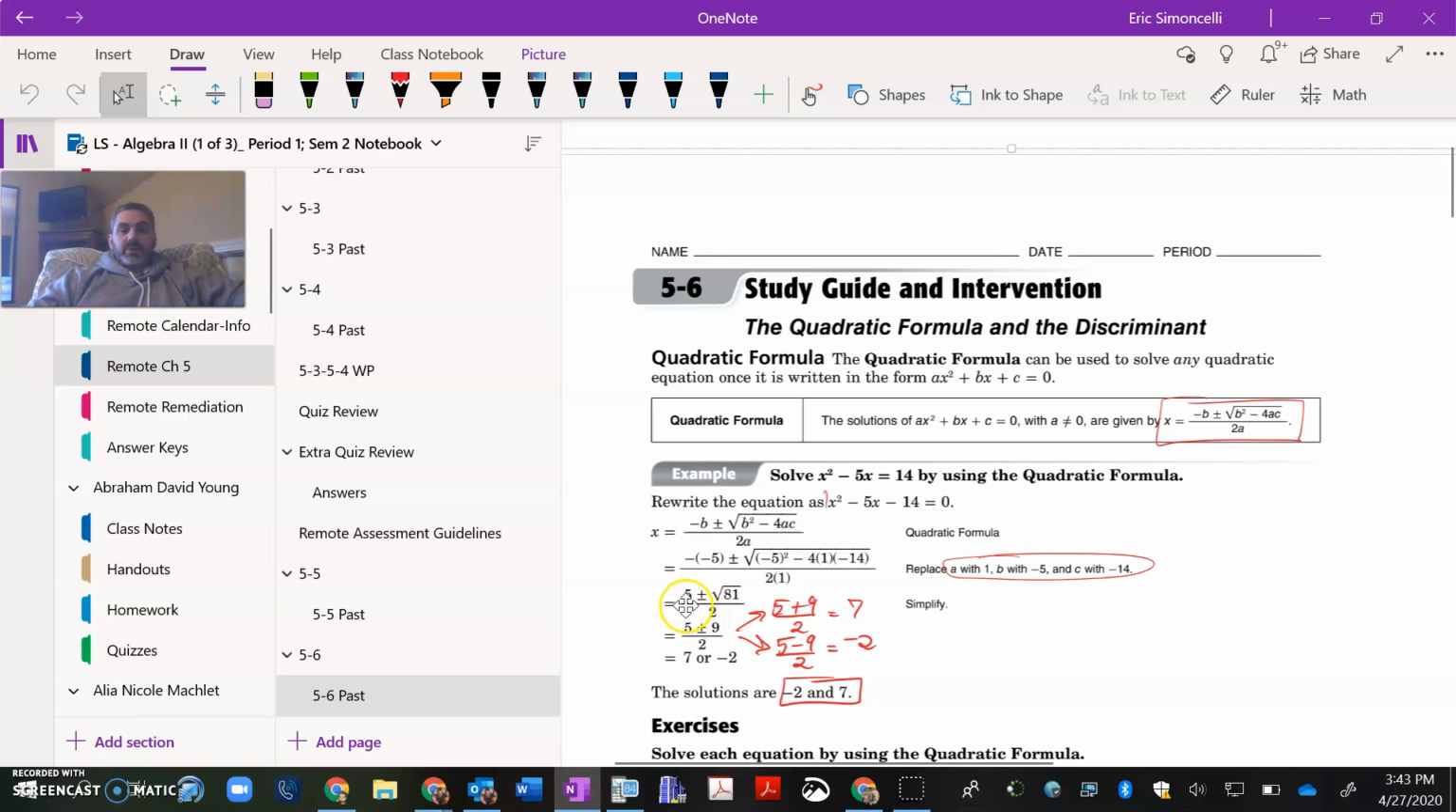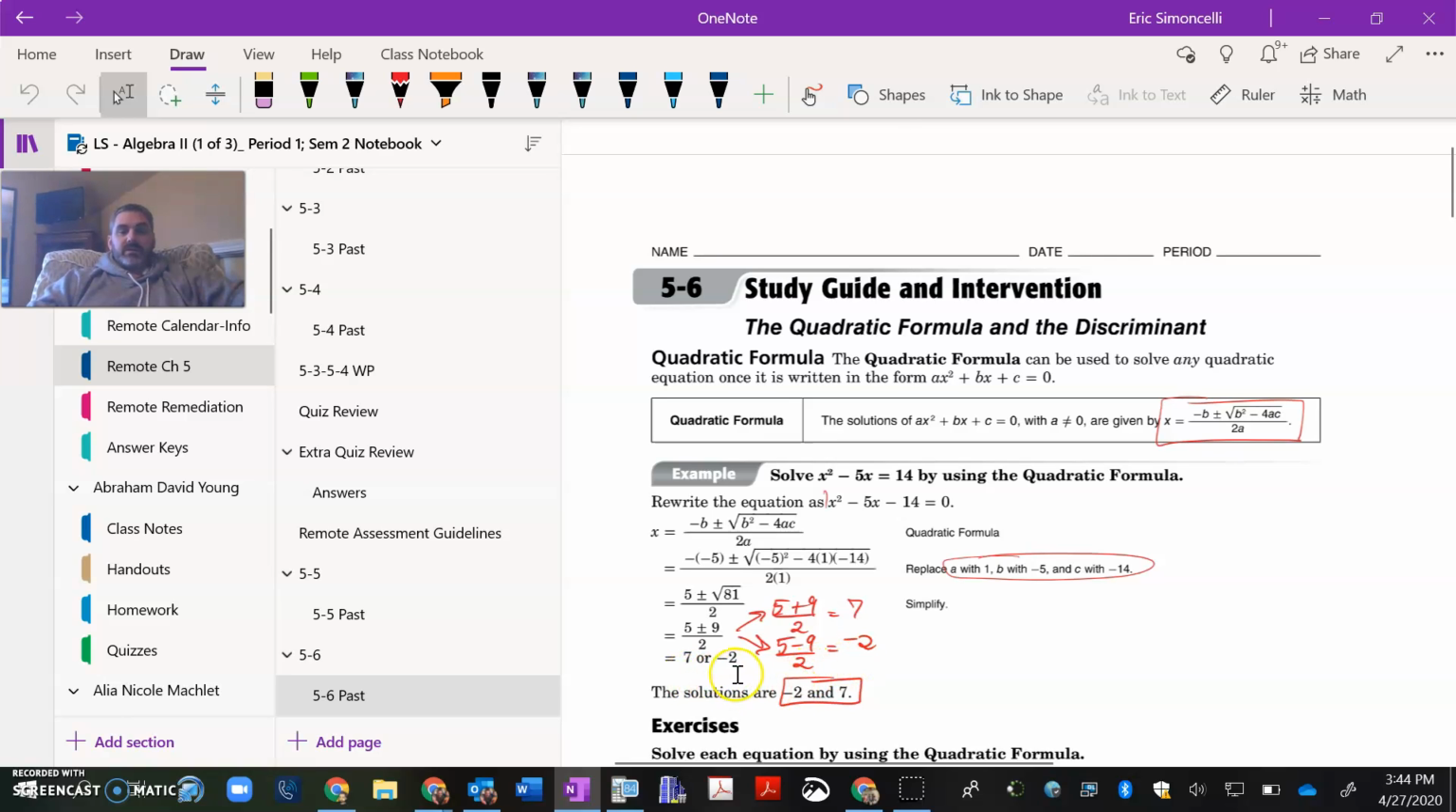Anyways, negative b, negative of a negative 5, becomes positive 5 plus or minus the square root of 81, which ends up being a nice perfect square. Because it's a perfect square, it is a result that we know as 9. So 5 plus or minus 9 all over 2. 5 plus 9 over 2, that's simply what? 14 halves or 7. 5 minus 9 over 2 is simply negative 4 over 2, negative 2.